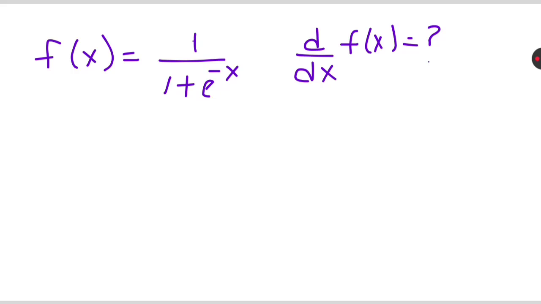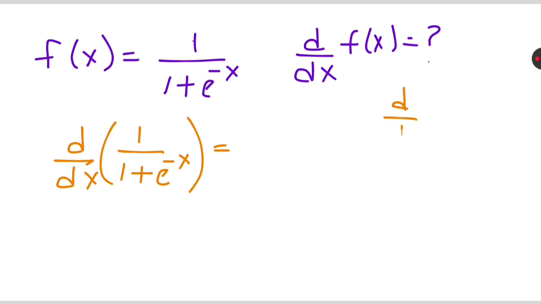The given function is f of x equal to 1 over 1 plus e raised to the power minus x. We need to find the derivative of this f of x. Let's come to the solution. So what you have to do, find the derivative of f of x. The f of x is 1 over 1 plus e raised to the power minus x.